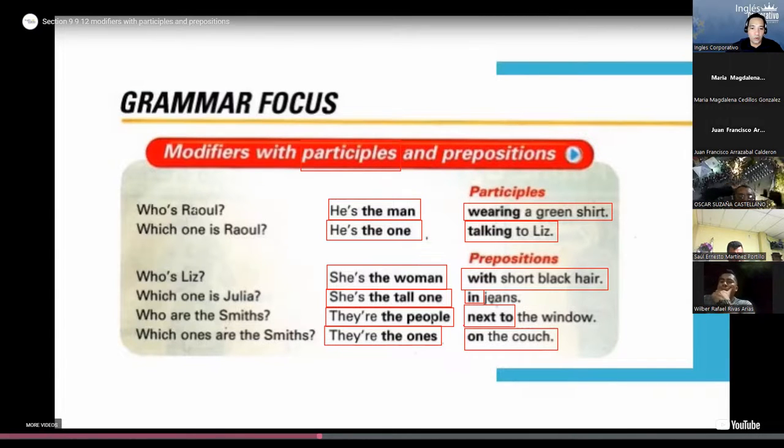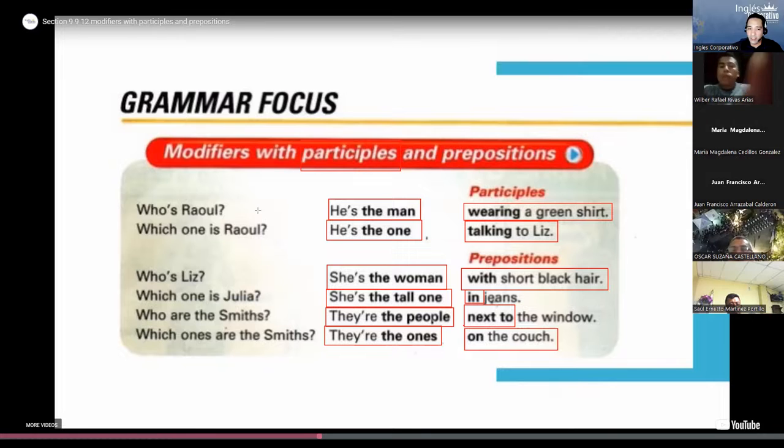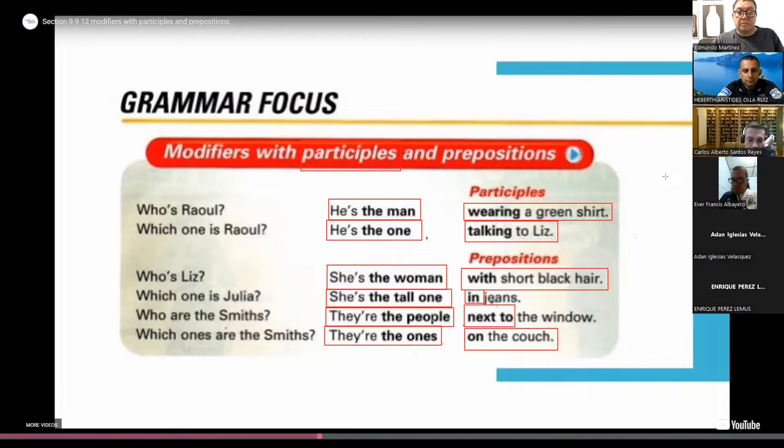Which one. Or who's Raúl? Who's, let me see, who's Wilbur? Who's Wilbur? Oh, Wilbur, he's the man. O sea, el ejemplo. Who's Wilbur? He's the man wearing a gray shirt. Okay. Who's Edmundo? He's the one wearing glasses. Okay. He's the one wearing glasses. Which one is Raul? Oh, he's the man wearing a black shirt. Okay.